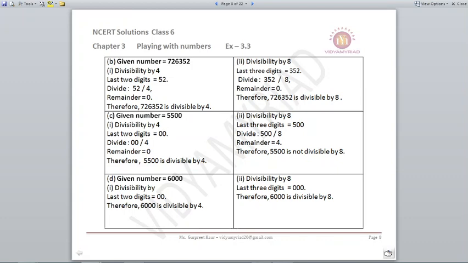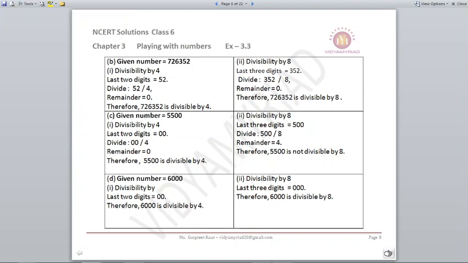And in the case of 8, the last 3 digits are 500. It is not divisible by 8 as the remainder 4 is left. See children, you need to divide it and then write what the remainder is. I am writing here directly because I have already done my rough part at my place. You also do your rough part.